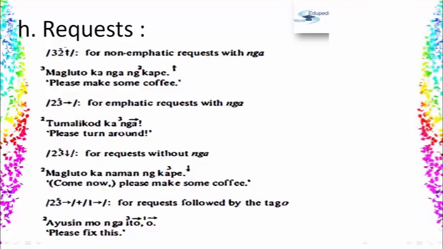Next, we have the 2-3 down for requests without nga. Magluto ka naman ng kape. Come now, please make some coffee. Next pattern for requests, we have the 2-3 following symbol plus 1 following symbol. This is for requests followed by the tag o. Ayusin mo nga ito o. Please fix this.